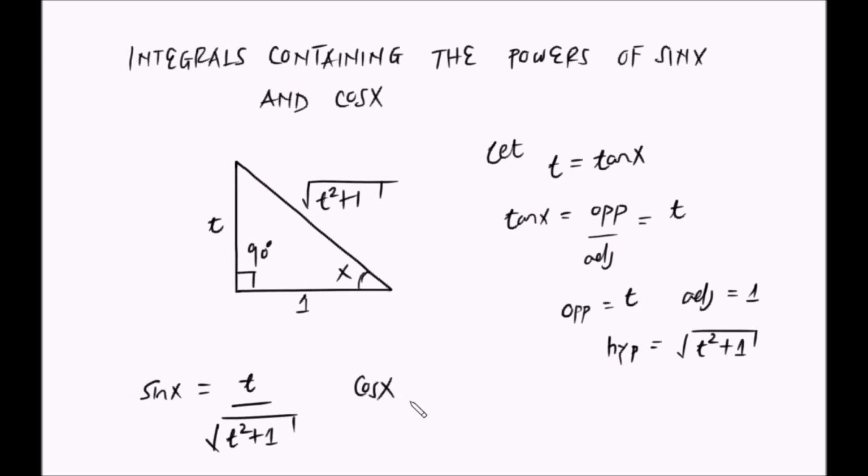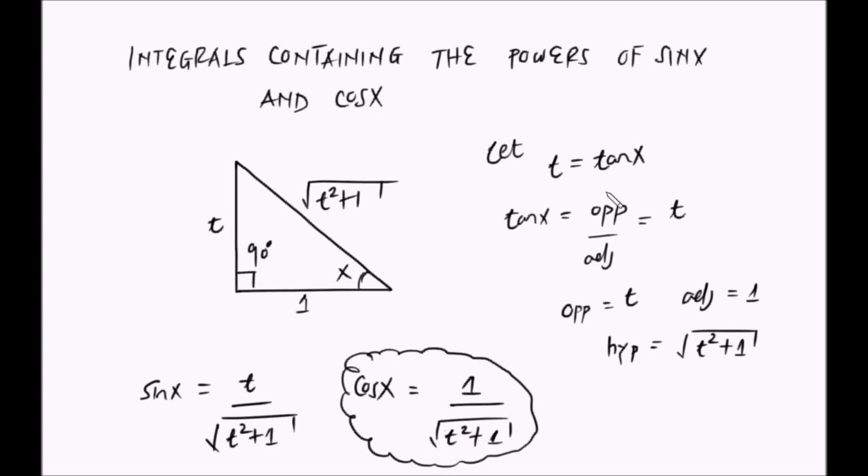Wakati cos x sasa yenyewe itakuwa nini? Itakuwa ni 1 over, yani adjacent over hiyo hypotenuse. So if I let t is equal to tan x, manake kwenye sin x nitaweka huyu, and then kwenye cos x nitaweka huyu. So this is what we do. Let us go straight to the examples. You know, I teach some students, they don't like derivation, they just like example. But derivation is essential to understand. So let's go to the example now.